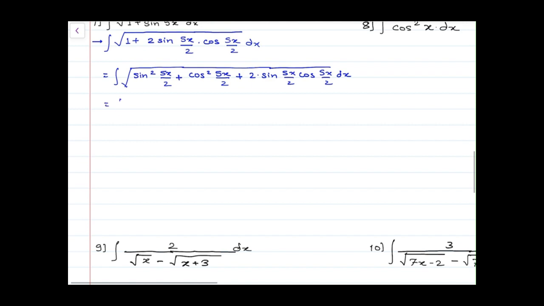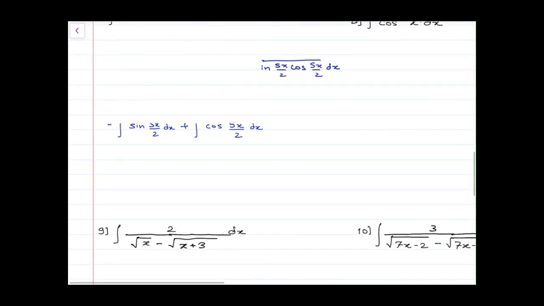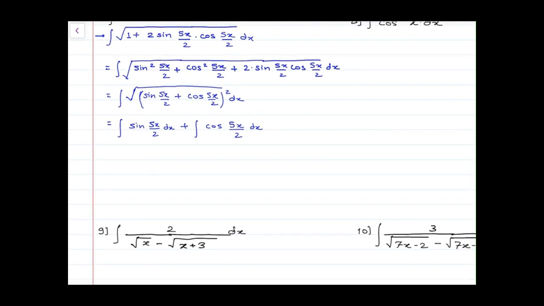So I can simply replace it with square root of sine 5x by 2 plus cos 5x by 2 the whole square, right? So square and square root will go, and we will remain with the integration of sine 5x by 2 plus integration of cos 5x by 2. Now this is simple integration. You can solve it on your own, so don't need to worry, right? These are some easy questions that you can solve. You can expect them in the exam as well. Okay.